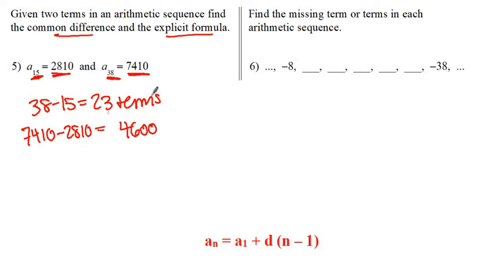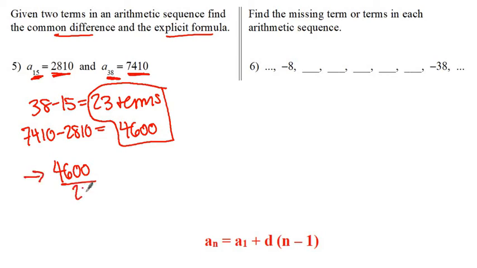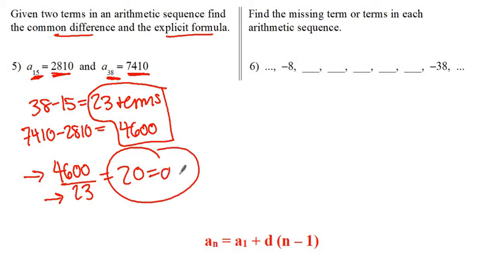That's the difference. So I want you to think about this. If you're going 4,600 and you're doing that in 23 terms, how much are you going each term? And the answer would be you just have to divide these. If I'm traveling this distance in 23 terms, that means I'm going 20 each term. That's our common difference.